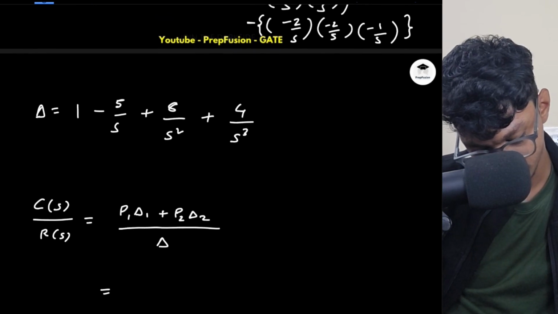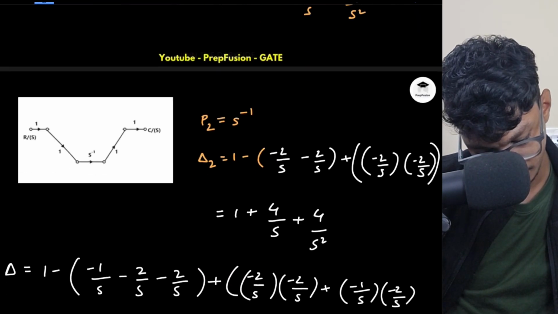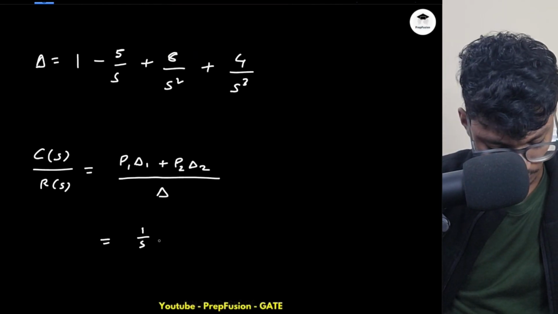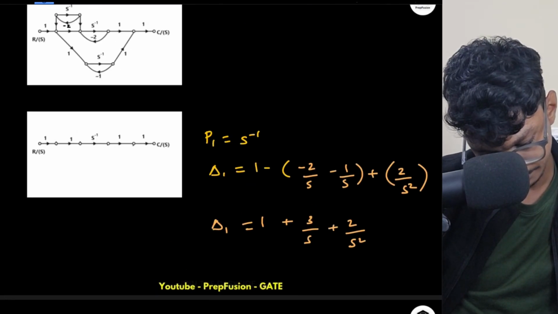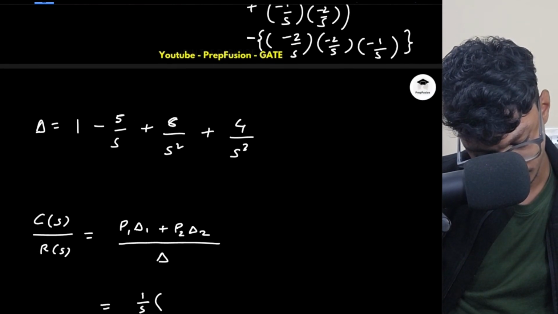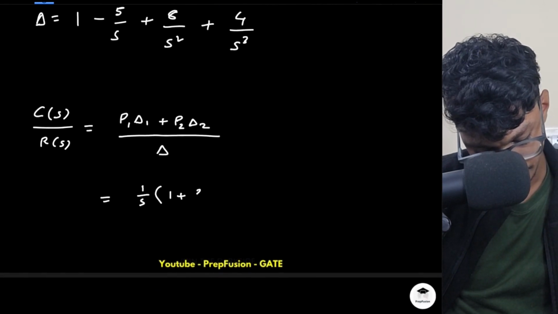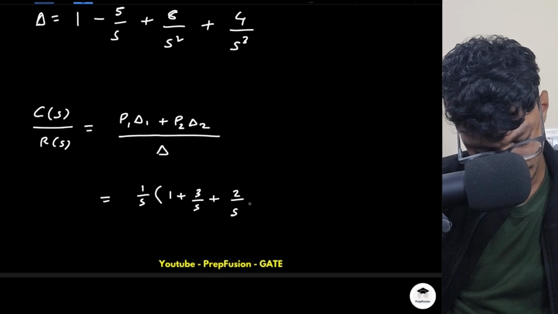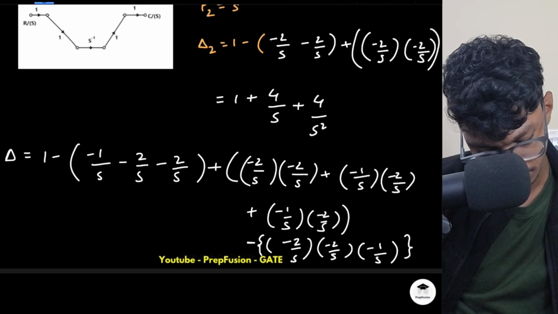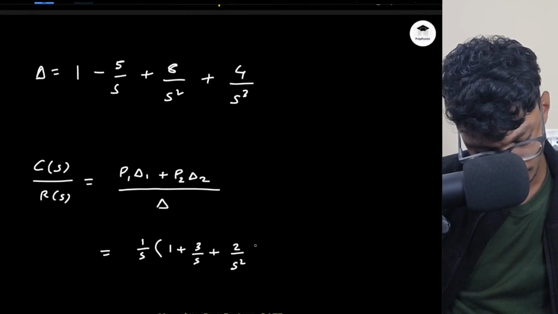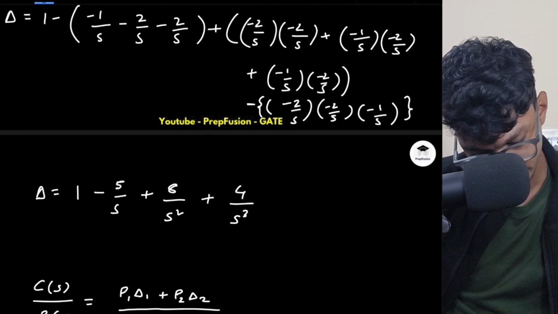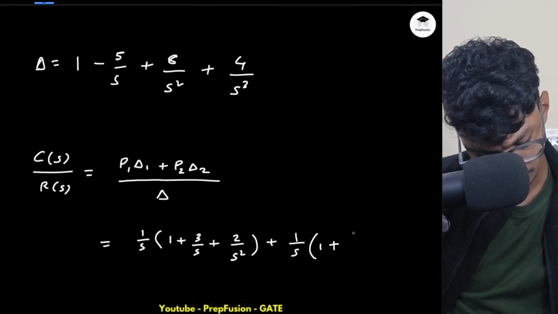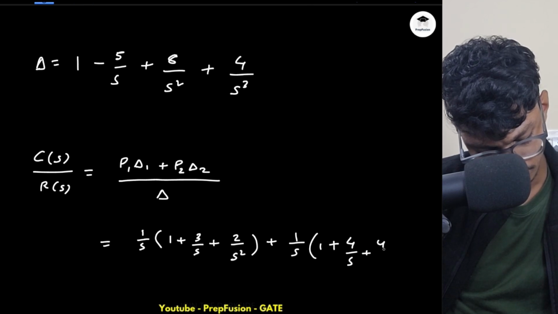So P1 is S inverse, right? P1 and P2 both are 1 by S. 1 by S into delta 1. Delta 1 is 1 plus 3 by S plus 2 by S square. Then plus 1 by S into 1 plus, this will be 4 by S, I believe, 4 by S plus 4 by S square.